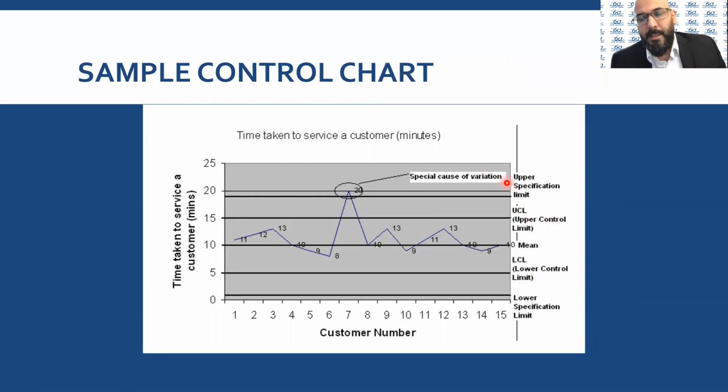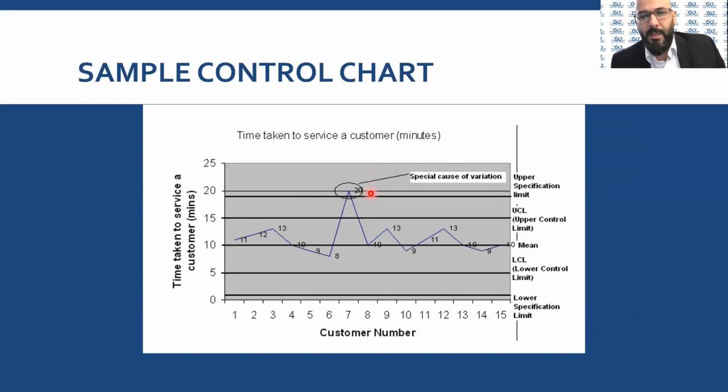And there are specification limits, the upper specification limit and the lower specification limit. This is what we call the voice of the customer. The voice of the customer is the specification limits. You're asking the customer what is acceptable for them, and the control limits are the voice of the process: what the process is capable of providing. Once you develop the control chart, you will see if the process is in control or out of control.